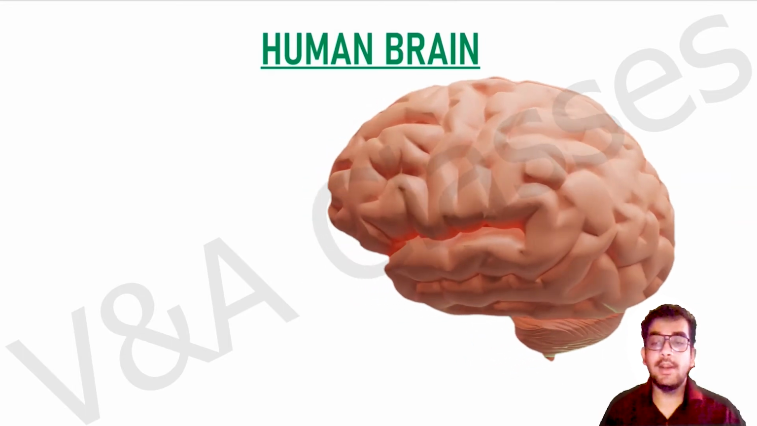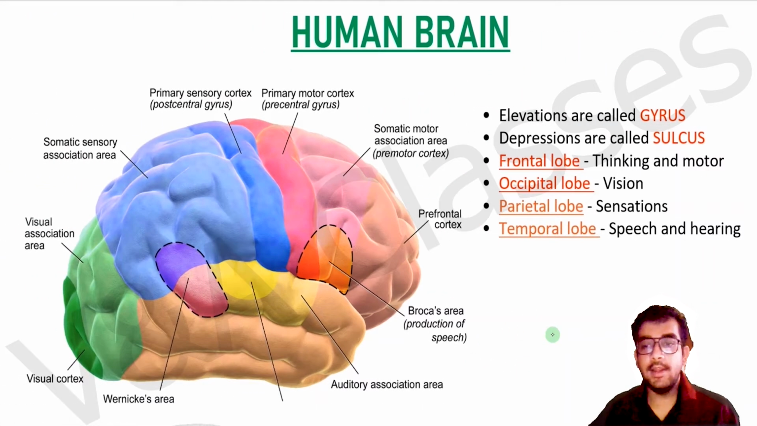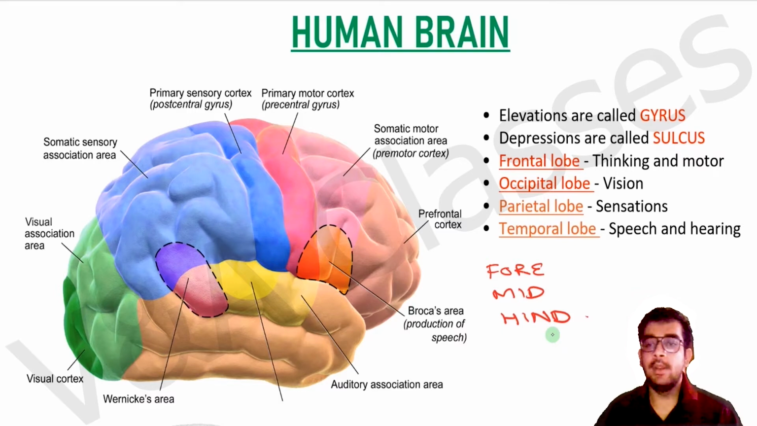Now let's see what the parts of a human brain are. Classically, the brain is divided into three parts, that is, the forebrain, the midbrain, and the hindbrain. But for learning purposes, we divide the brain into various lobes. Before going into the lobes, first we should see the basic terminology that is used with the brain.